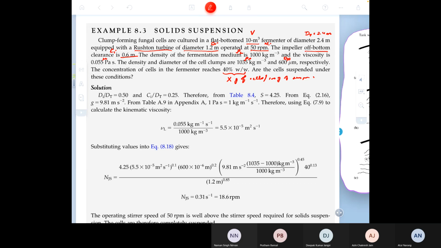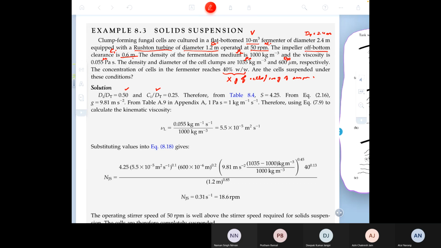Just plug it in. So first of all, as they say, you are given di over dt, which is 0.5. You are given ci over dt, which is 0.25. Right. So di is 1.2 meters, dt is 2.4 meters. So di over dt is 0.5. Ci is given to you as 0.6 meters. So 0.6 divided by the tank diameter of 2.4 is 0.25.